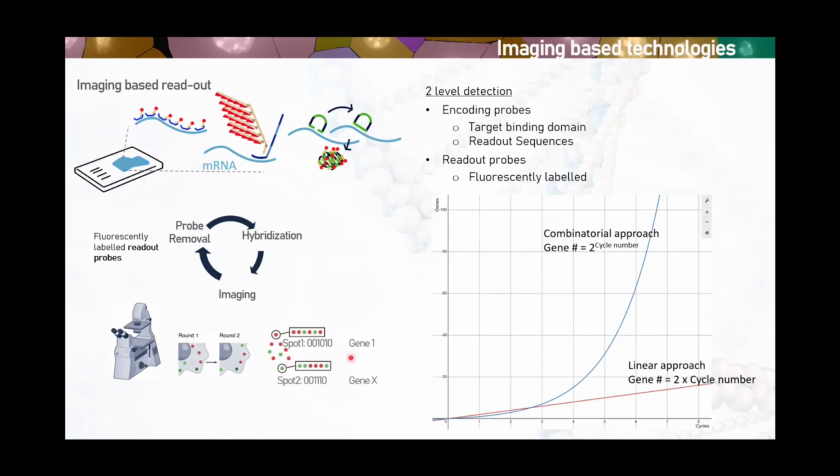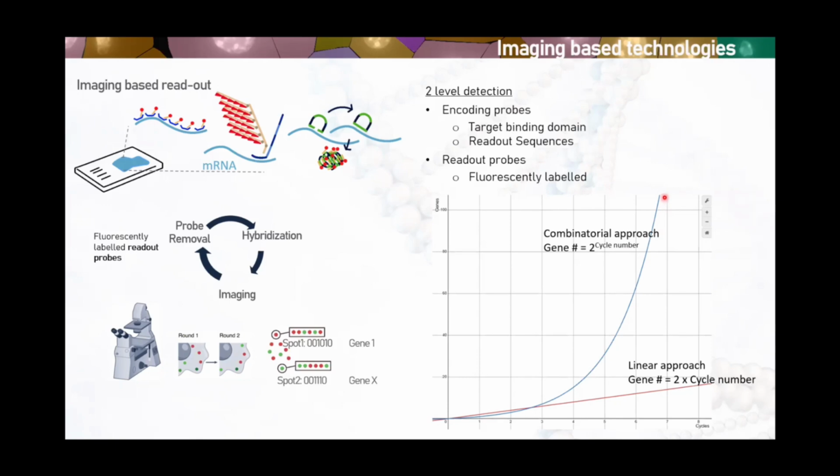What this means is that each transcript is actually imaged many times over the different rounds of hybridization, imaging, and removal. And what gives us the identity of the transcript is not the image in one cycle, but the combination of colors over different rounds. So you can see here the combinatorial approach. With this, with a few cycles, you can reach hundreds of genes right away.